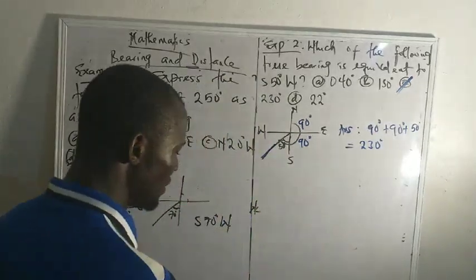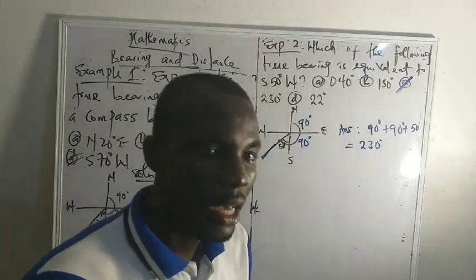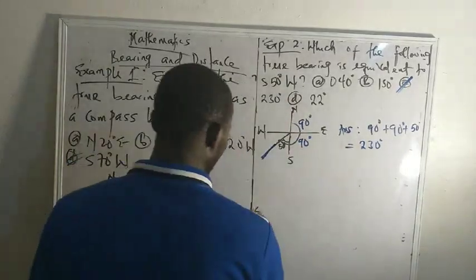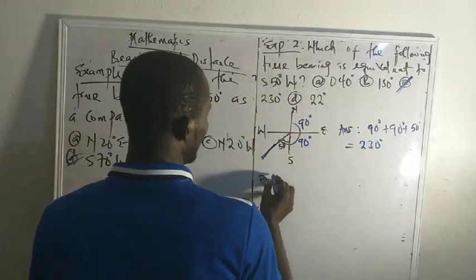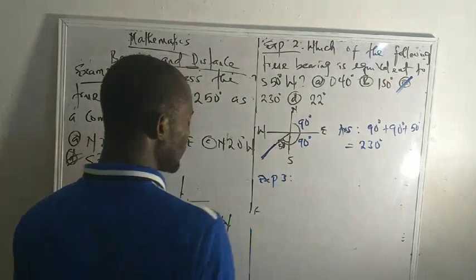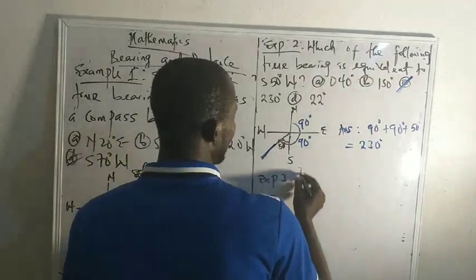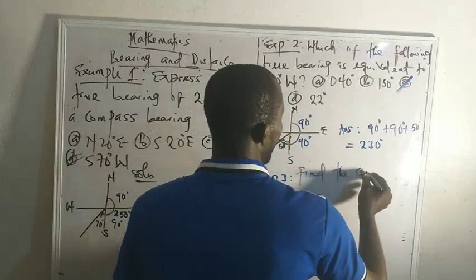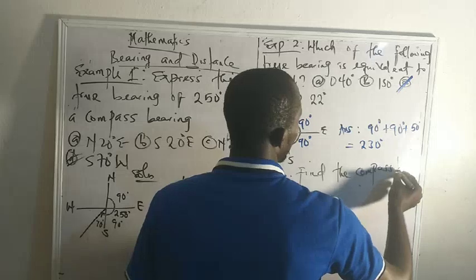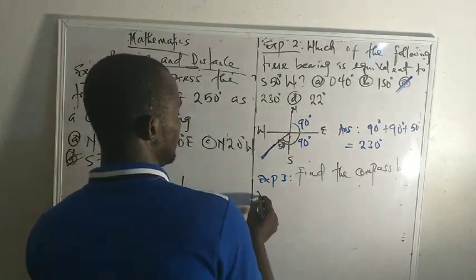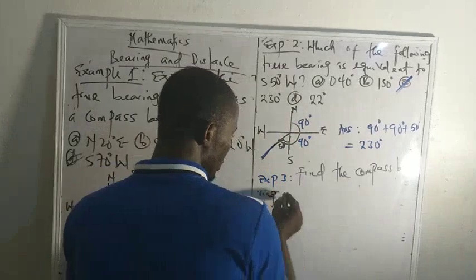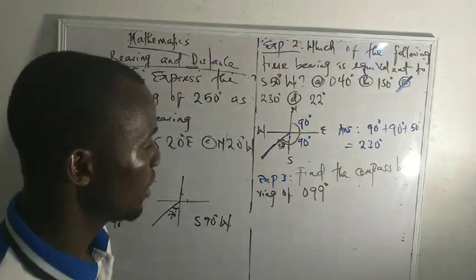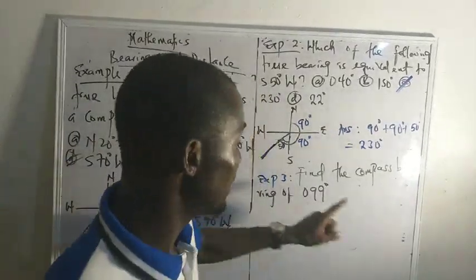Now, just to conclude on that part, let me give another example. Perhaps you can just pause the video, answer the question, and check it out with mine. Example 3. The question says, find the compass bearing of 099 degree. Okay, we are looking for the compass bearing of this.